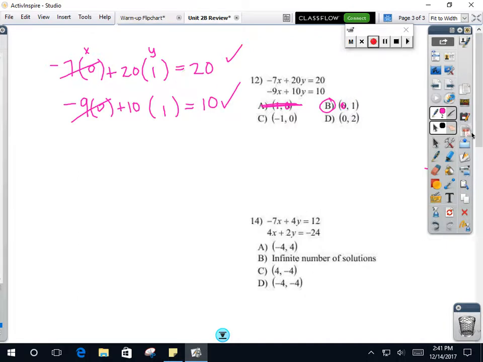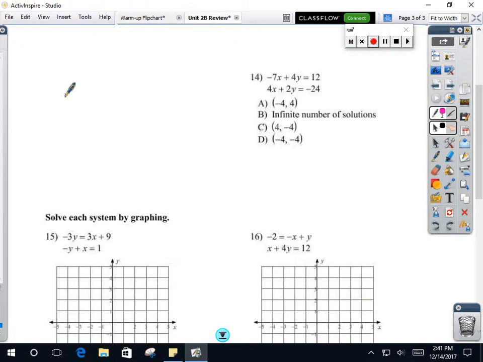Okay, number 14, you would do the same way. Negative 7x plus 4y equals 12. 4x plus 2y equals negative 24. Now to save time, I'm not going to sit here and plug them all in. I'm just going to plug in the correct one, which is D.